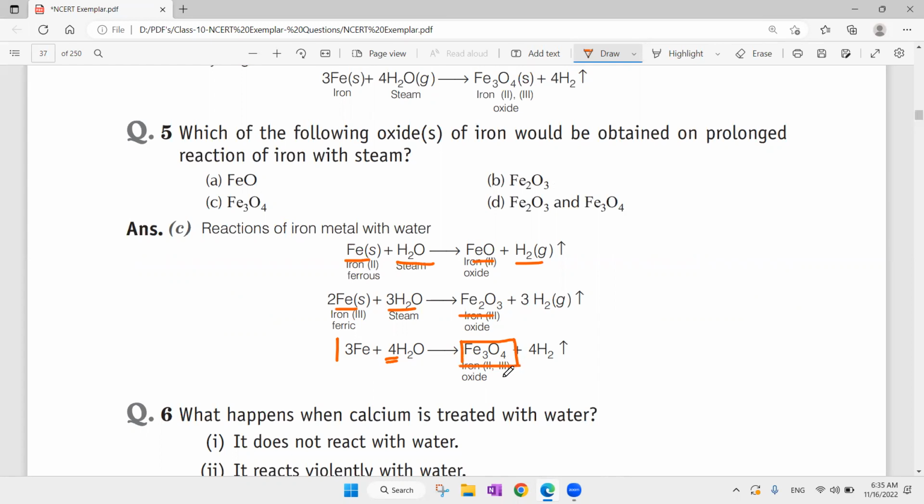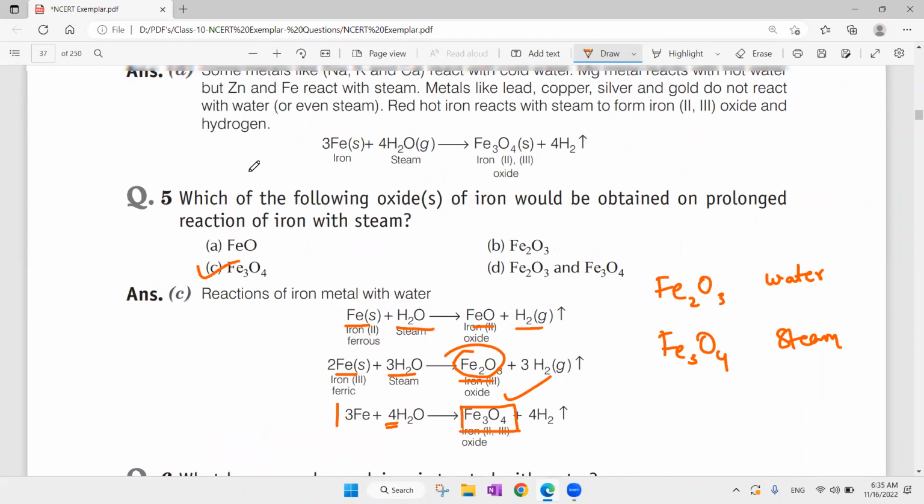This you have to remember. If they are asking about iron reacting with water or moisture, you go with Fe2O3. But if it is reacting with steam, the answer is Fe3O4. So there are two formulas: Fe2O3, for reacting with just normal water, moisture, humidity, something like that. And Fe3O4 for steam. So the answer is C, Fe3O4.